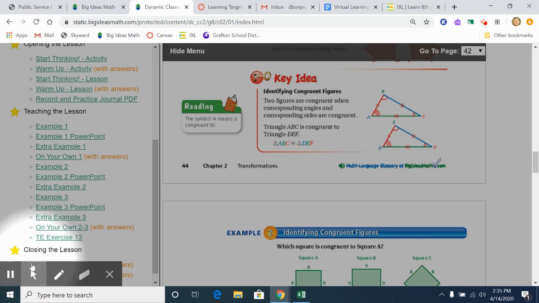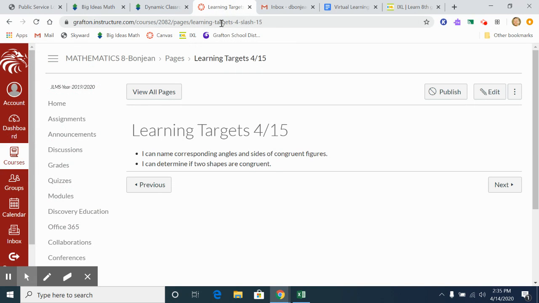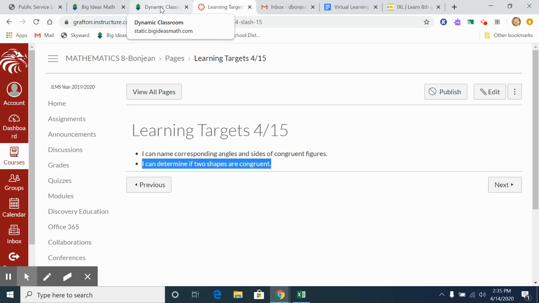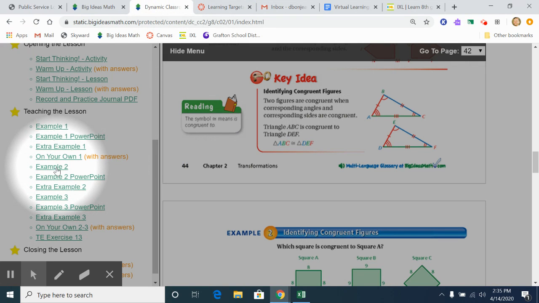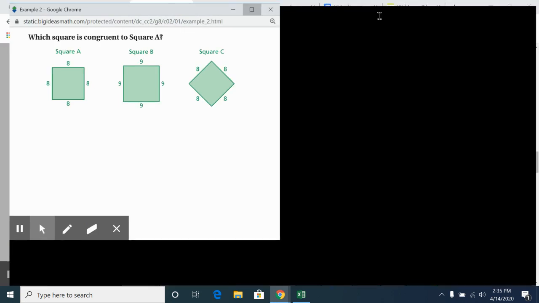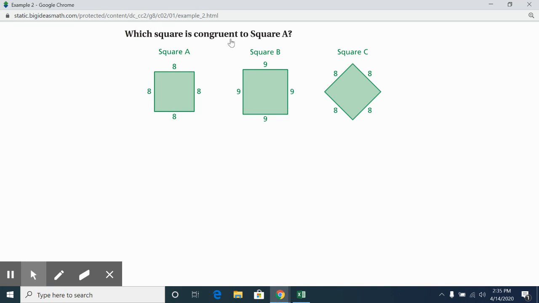So our second learning target, let's look at that quick. Our second learning target is here. I can determine if two shapes are congruent. So we're going to look and see, do they have the same angles and the same sides? Simple as that. All right, so example 2, it's asking which square is congruent to square A.